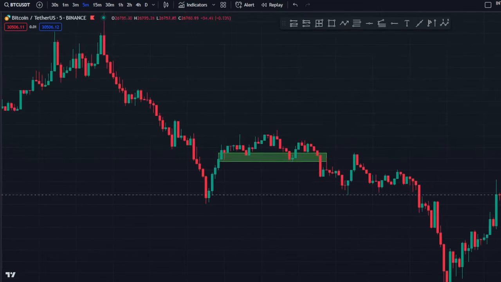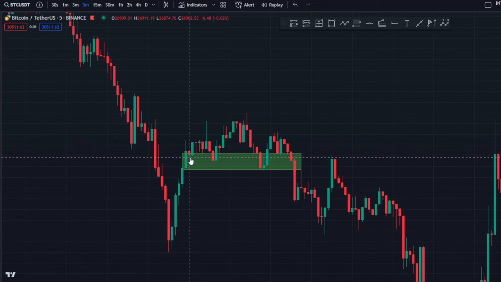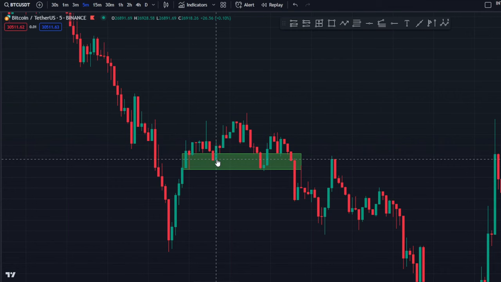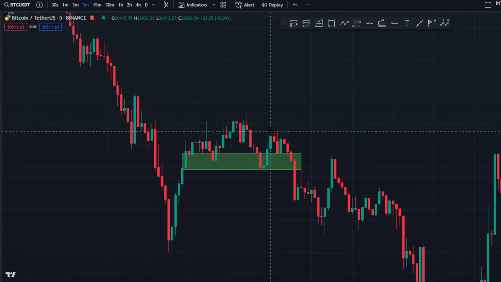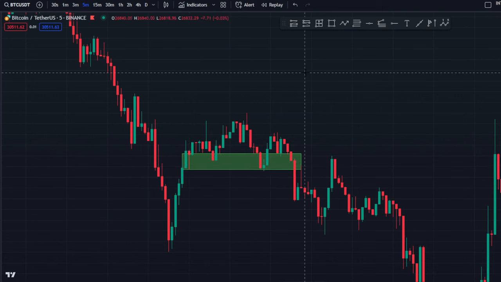So let's zoom in. You can see that this area of support is basically where there are a lot of buyers. Price rejected, came back to this area, rejected, came back to this area, rejected, and came back to this area right here on this candle as well and rejected. So these 3 areas are where the price has been rejected and there's a lot of demand, where buyers are. Whenever price reaches this area, there will be buyers and it will push the price up.